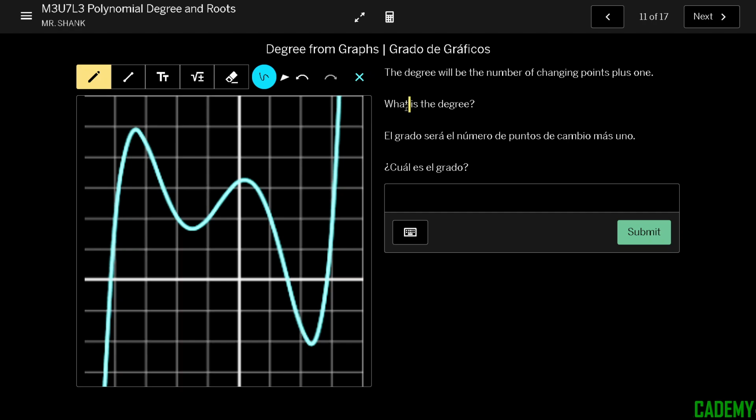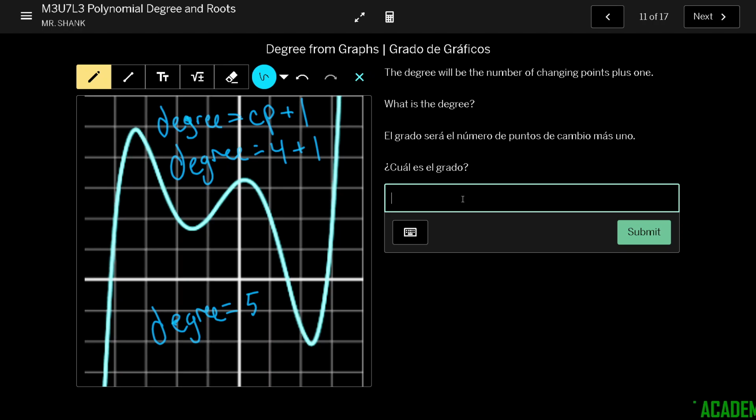Let me do a different color here. Degree is equal to changing points plus 1, so CP plus 1. For this one, we said we had 4 changing points and we add 1 to it, so our degree is equal to 5.